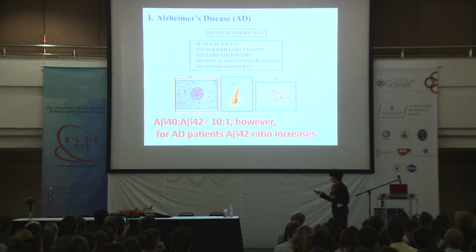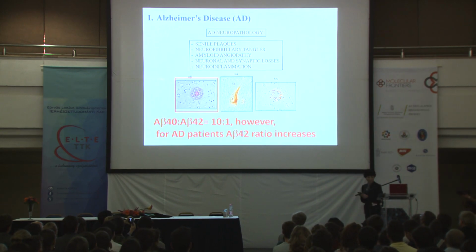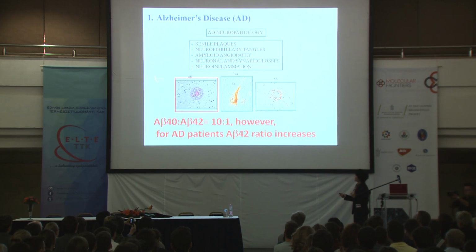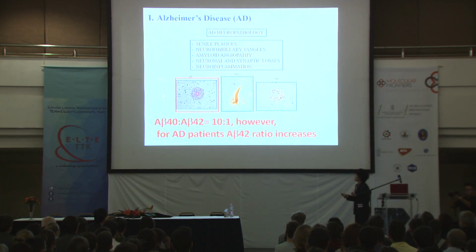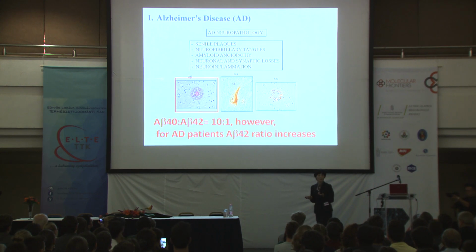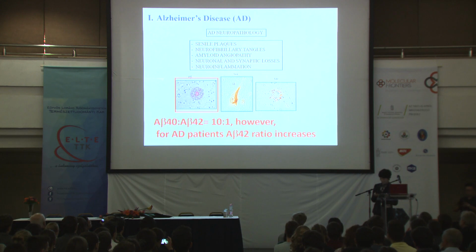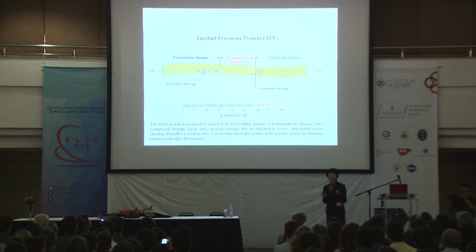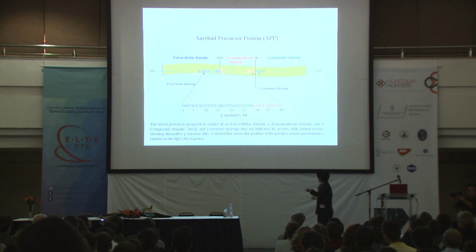So this is the amyloid, and I just want to say very quickly, A beta is one of the proteins or peptides, and A beta 40 and A beta 42 are normally in a ratio of 10 to 1. But you have more A beta 42 in Alzheimer's disease patients. And what is 40 and 42? This is this.